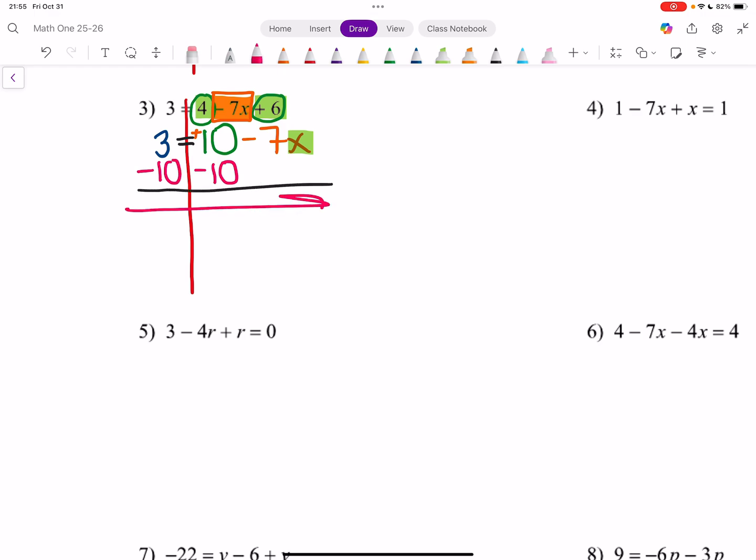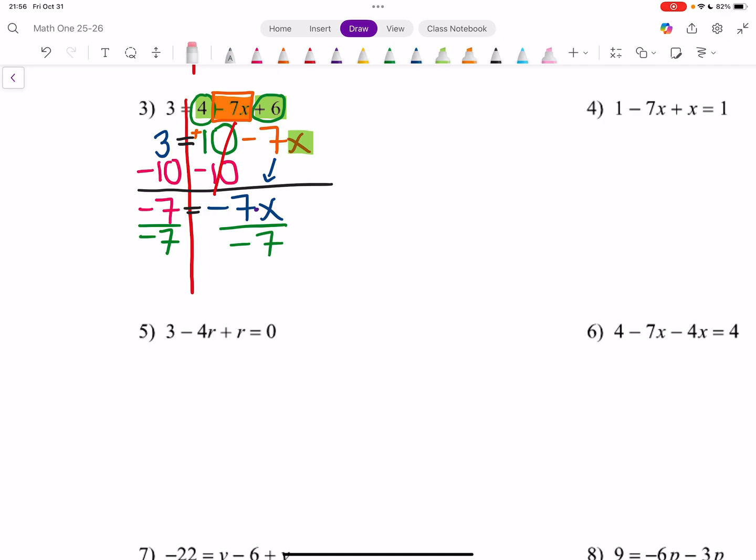As I'm simplifying from left to right, 3 take away 10 is negative 7. I'm going to write the equal sign. 10 take away 10 is 0, which is exactly what we wanted to happen. It cancels out. And I haven't done anything yet with the negative 7x, so I'm simply going to write it again. Lastly, I need to undo this invisible multiplication that's occurring between the coefficient of negative 7 and the variable x. I cannot add it, I must divide because it's invisible multiply, therefore its inverse is division.